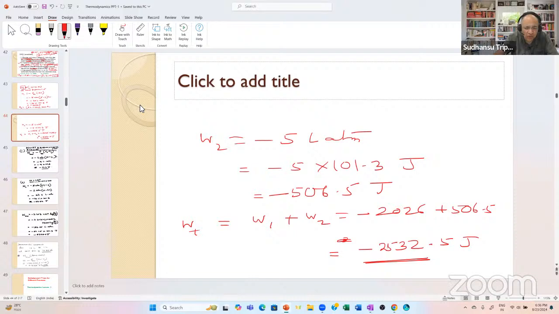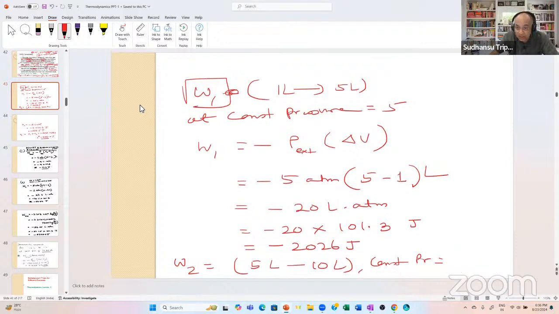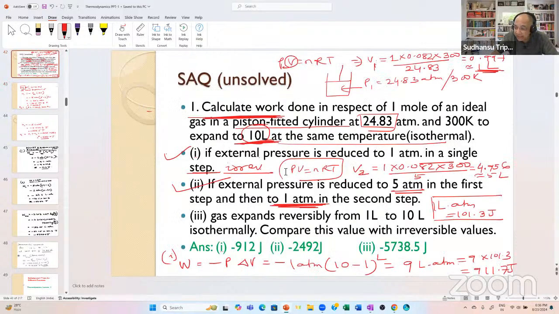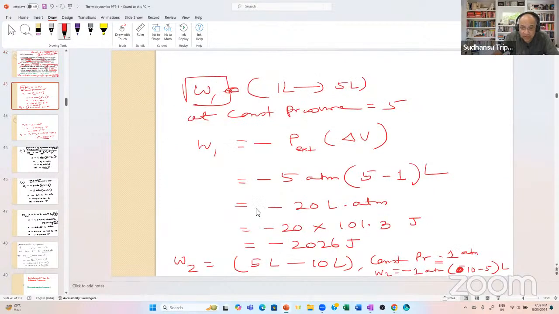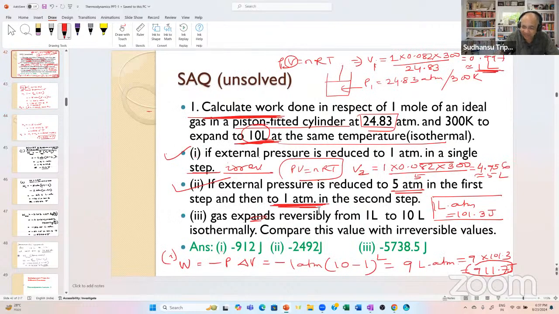See what a difference it makes only by doing it in 2 steps instead of one. In one step, the work done was only 911 joules, which we found out here. And in only 2 steps, the total work done has become this much, about 2.5 times more. Then the question will say, find out the ideal value.